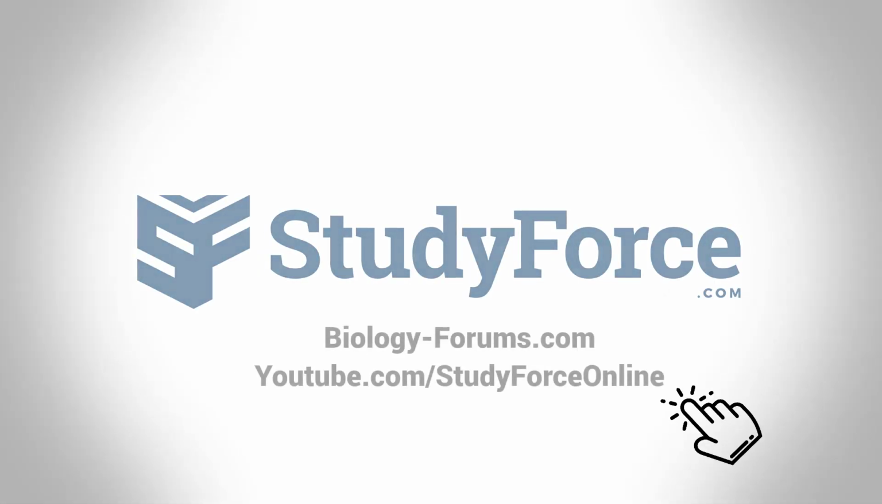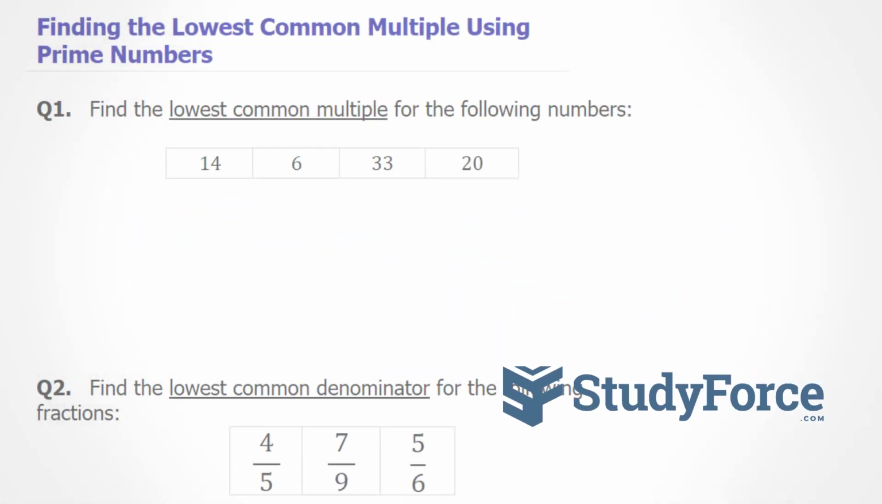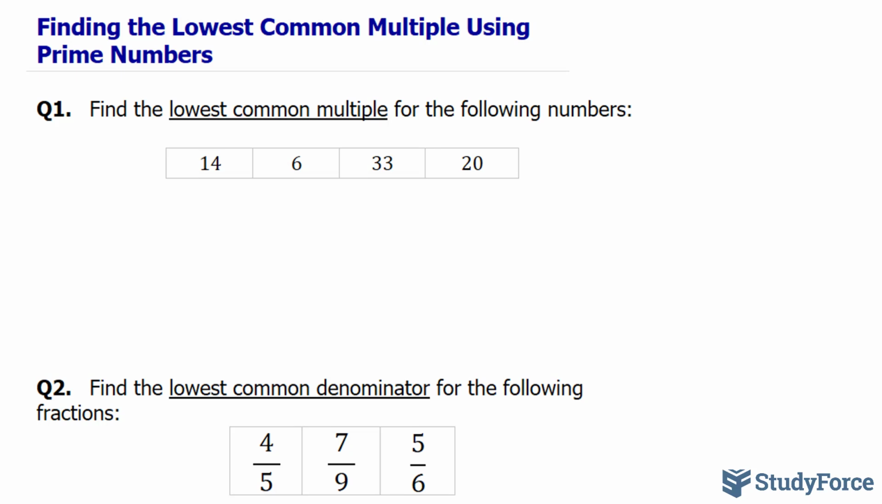In this lesson, I'll show you a very simple method on how to find the lowest common multiple using prime numbers. Now remember, a prime number is a number that is divisible by itself and the number 1. And the first 8 prime numbers are 2, 3, 5, 7, 11, 13, 17, and 19. It always helps to memorize the first 8 prime numbers.